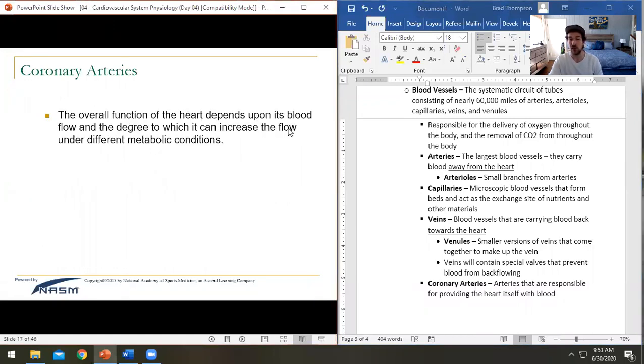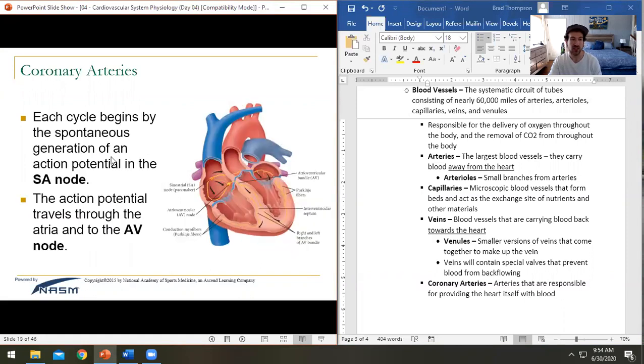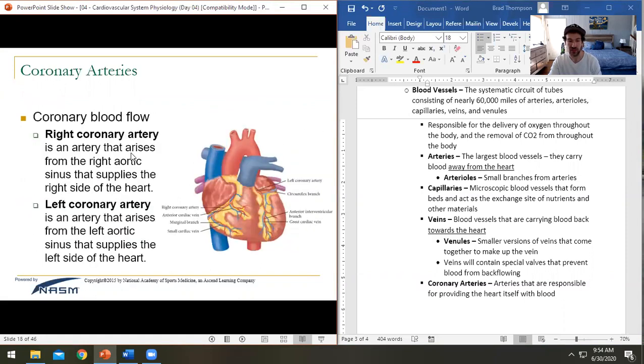And the function of your heart depends on its ability to have enough blood flow in order to increase or decrease depending on what type of activity you're doing. So obviously hugely important there. You've got your right coronary artery, and that supplies blood to the right side of the heart, and you get your left coronary artery, which supplies blood to the left side of the heart. And that's really what we're looking at there.